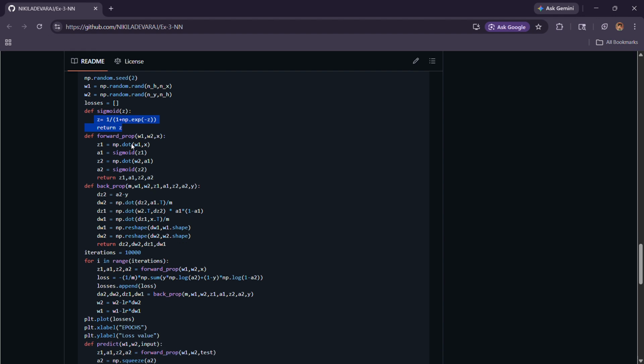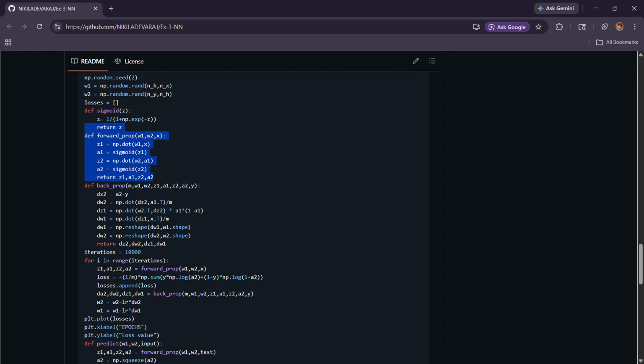The function forward_prop performs forward propagation. First, the program calculates Z1 is equal to W1 into X. Then the sigmoid function is applied to produce the hidden layer activation A1. Next, Z2 is equal to W2 into A1. Again, the sigmoid function is applied to get the final output A2. This output represents the predicted value of the neural network.